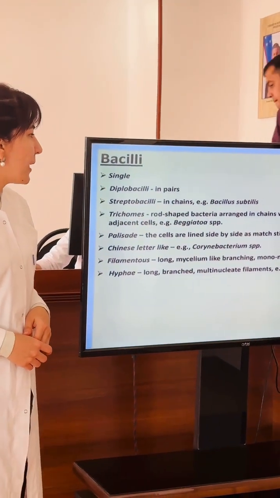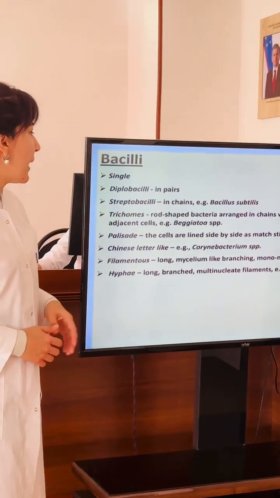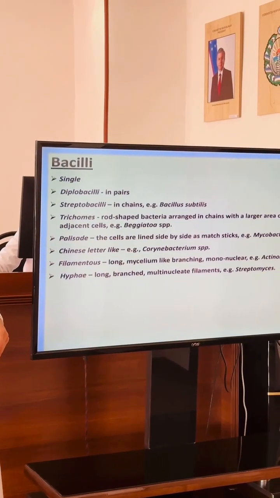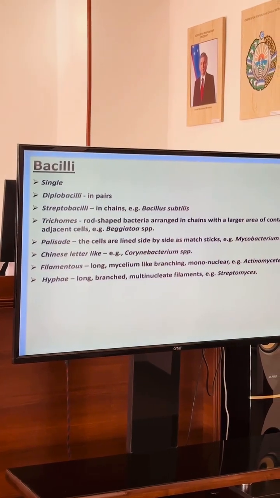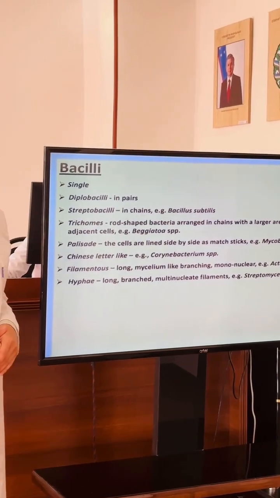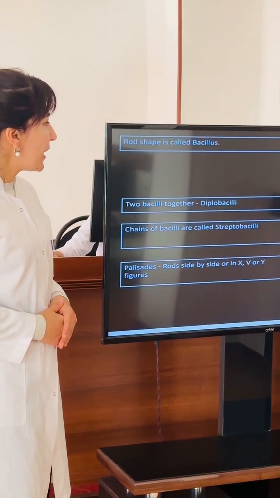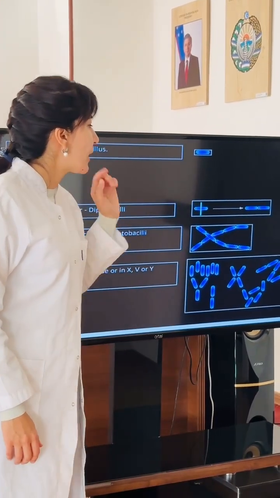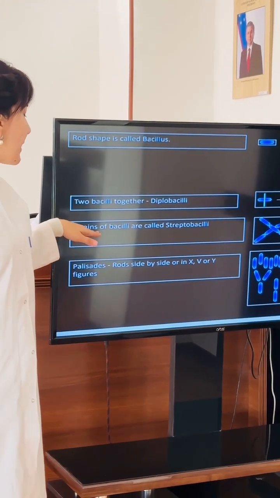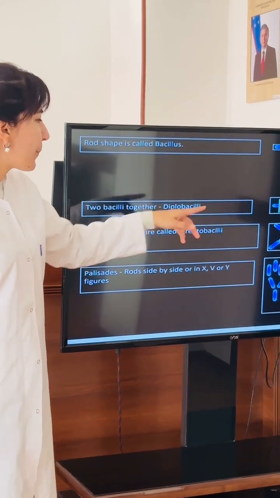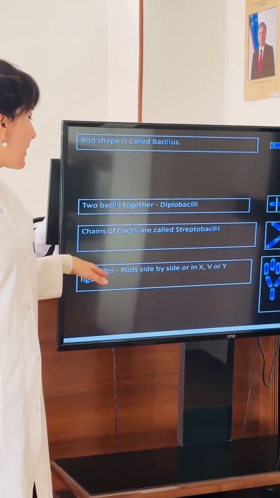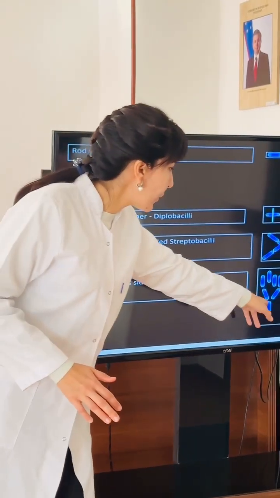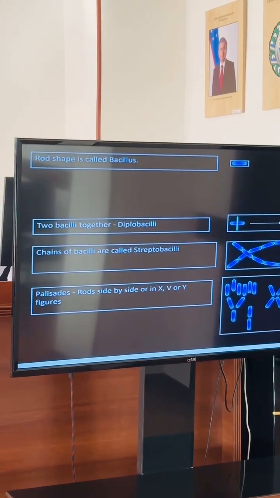Bacillus can be single, diplobacillus in pairs, and streptobacillus in chains, like Bacillus subtilis, and palisades, Chinese letter-like arrangements, and other types of bacteria. Here we can see monobacillus, and 2 bacilli named diplobacillus, and chains of bacilli called streptobacillus, and palisades, rods side by side or in X, Y, or other figures. Here we can see some types of bacillus figures.